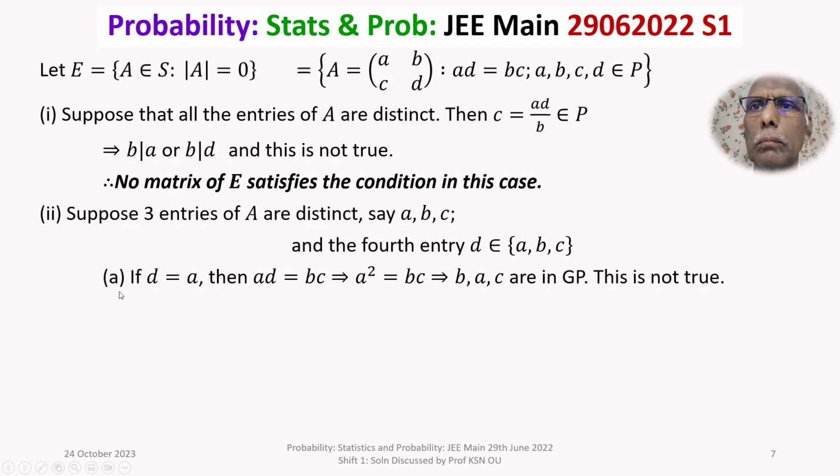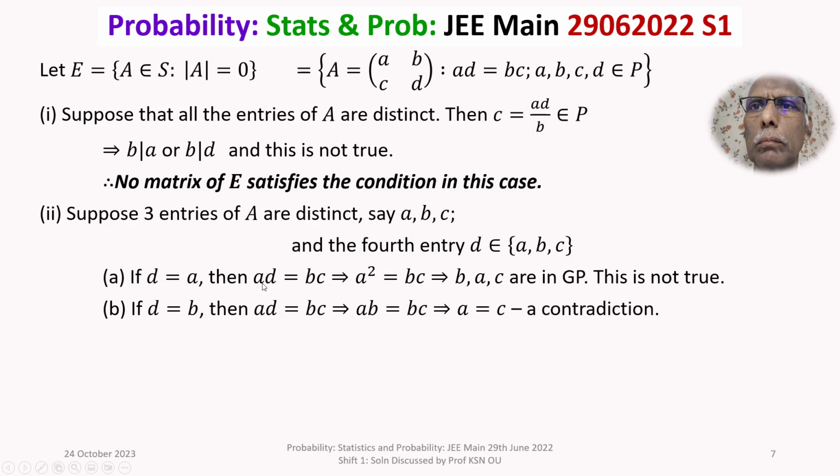Take the subcase D is equal to B. If D is equal to B, then AD is equal to BC will become AB is equal to BC, and cancelling B on both sides, you will get A is equal to C, a contradiction because A, B, C are distinct.